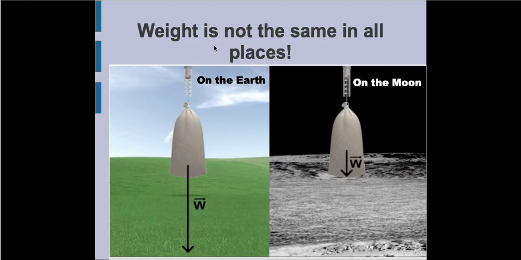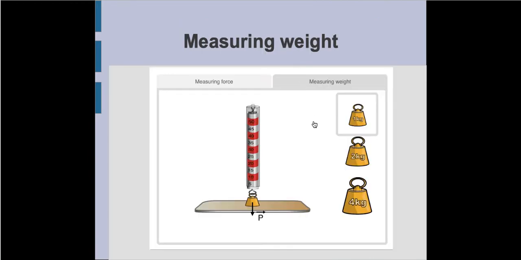One of the most important differences between weight and mass is that weight is not the same in all places. On the Earth, the weight of an object is bigger than on the Moon, because gravity is stronger on the Earth than it is on the Moon. Weight can be zero if gravity is zero. To measure weight, we don't use scales. We use a spring scale or dynamometer.